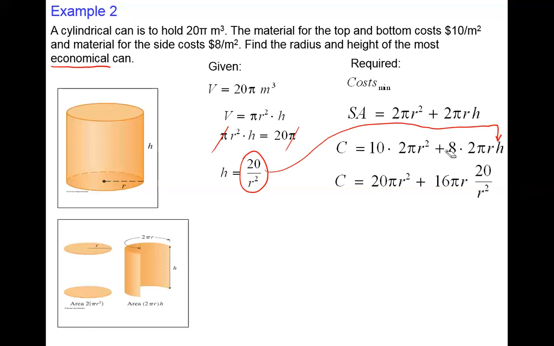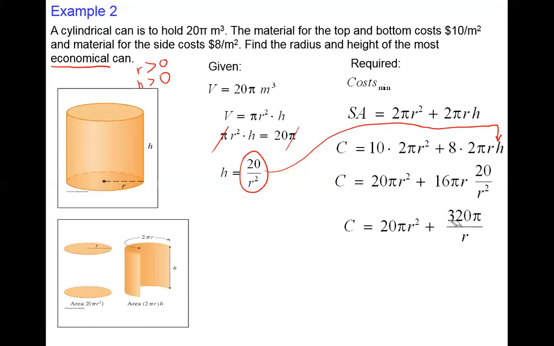I copy this. 8 times 2 is 16 pi r, and that's h, 20 over r squared. And this one, we can see we don't really have restriction because r could be any positive number. That means just positive numbers. H and r are positive. That means we have to find a critical point and test for local extreme value.